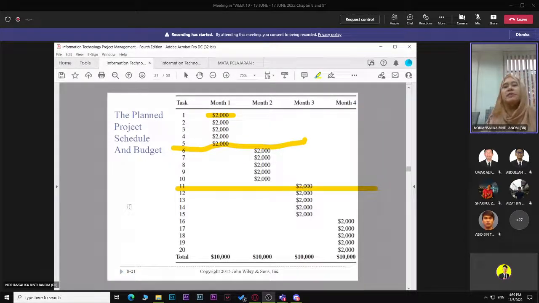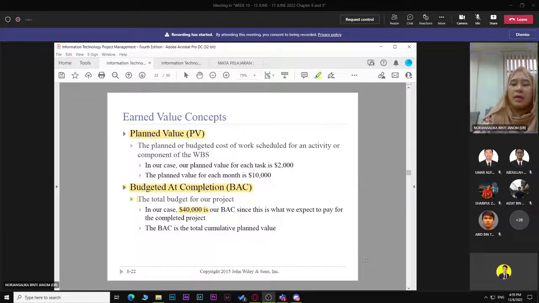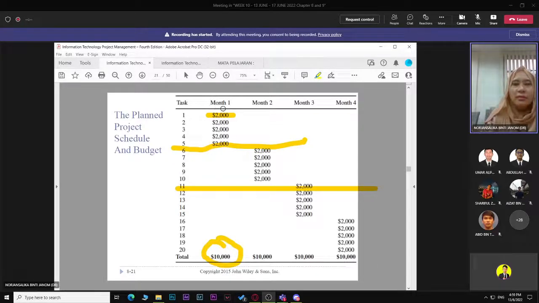If you put it in table form, it's much easier to remember. So you have 5 tasks, total for month 1 is 2,000 ringgit per task, 10,000 overall for each month, 10,000, 10,000, 10,000. Overall total will be 40,000. This is the condition of the project. Now you are at month 1, where you target 5 tasks to be completed, and the total you need to pay your consultant is 10,000.